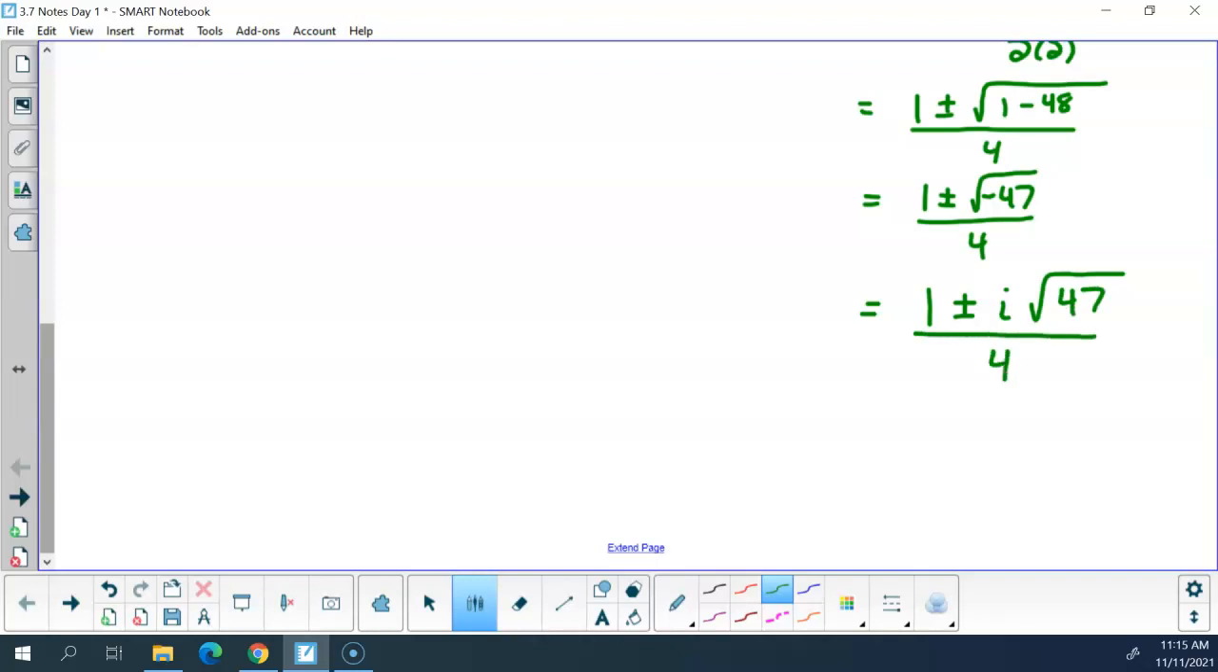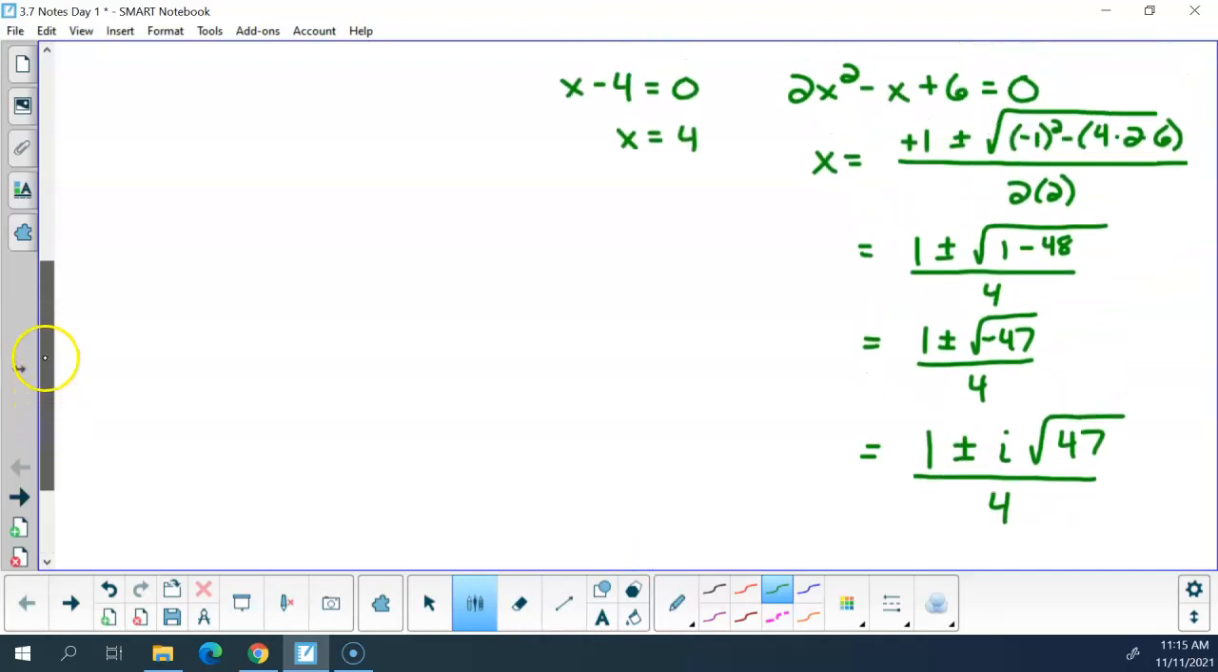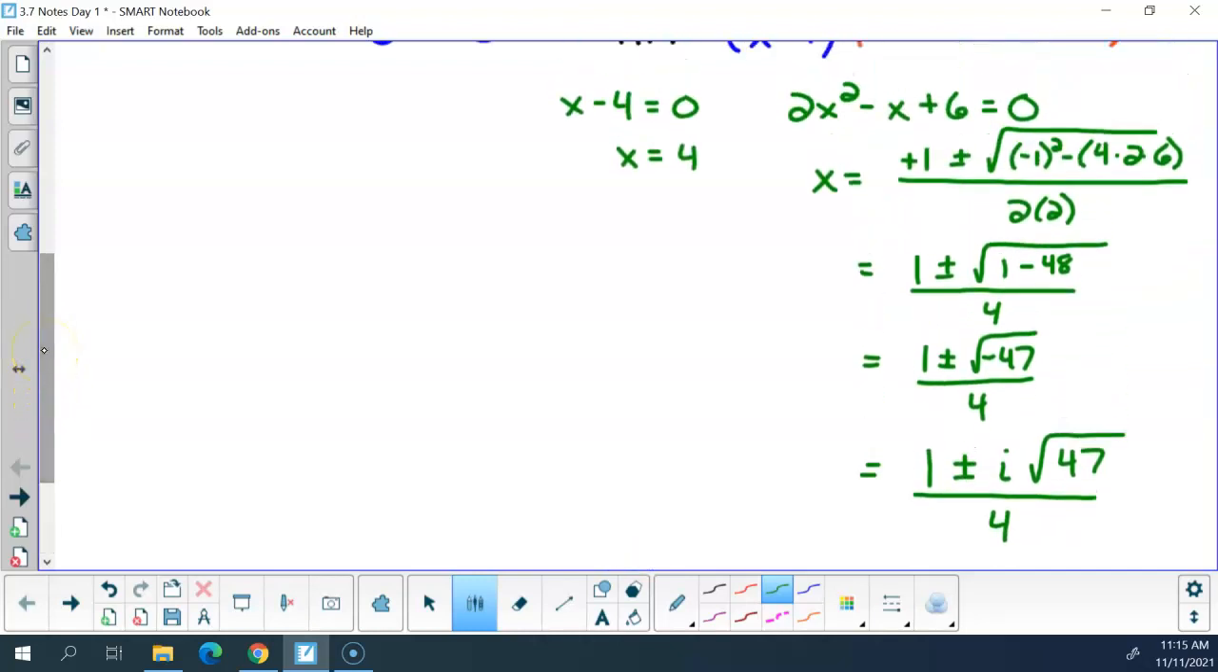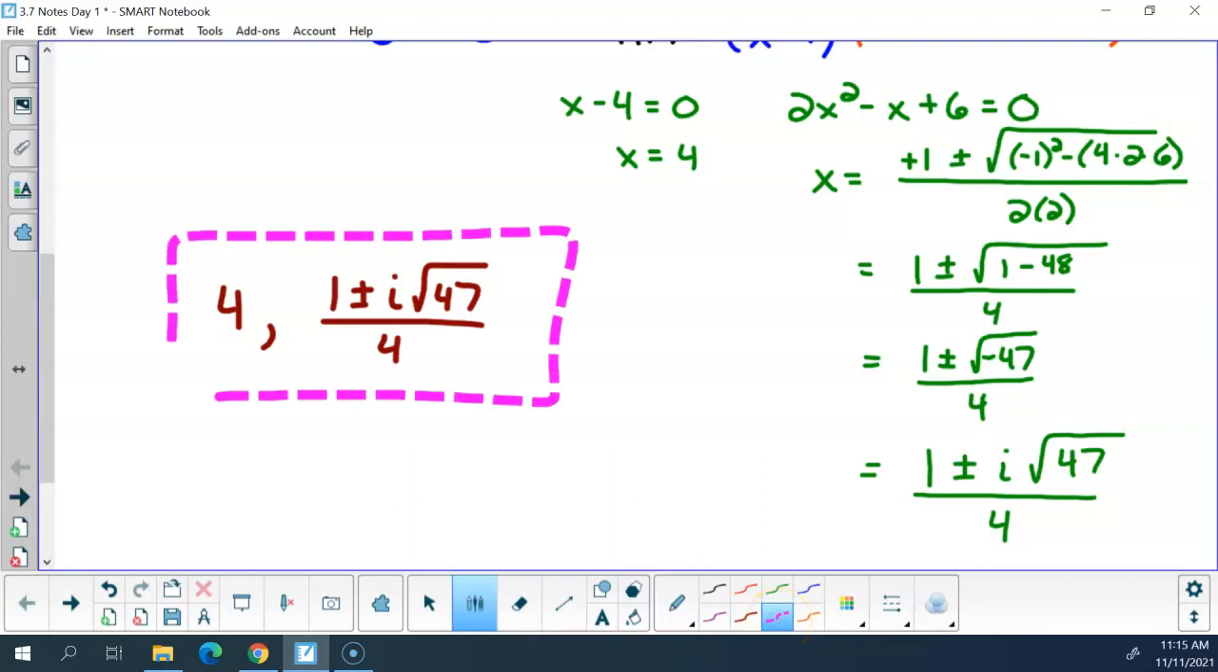Yeah. That is the zeros. Yep. So all of the zeros are 4, and 1 plus i times the square root of 47 divided by 4, and 1 minus i times the square root of 47 all divided by 4. And there are our 3 answers.